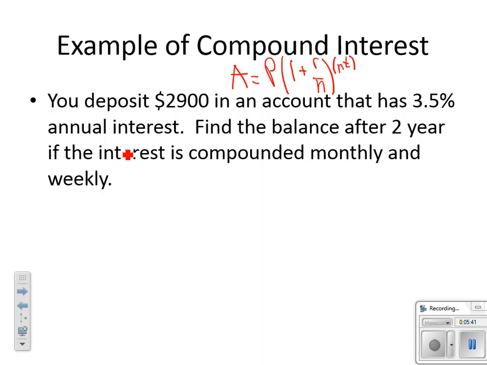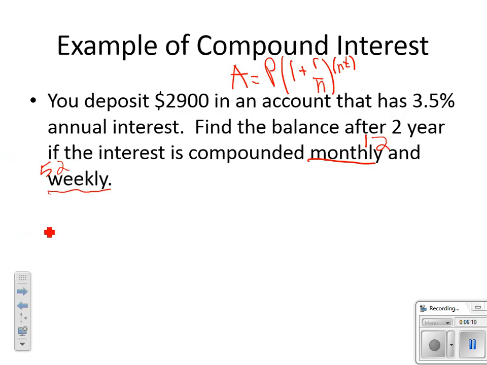So you deposit $2,900 into an account that has 0.35% annual interest. Find the balance after 2 years if the interest is compounded monthly and weekly. So our N for monthly would be 12 and our N for weekly would be 52. So we're going to be writing 2 equations and finding 2 different answers. So let's start with the monthly.